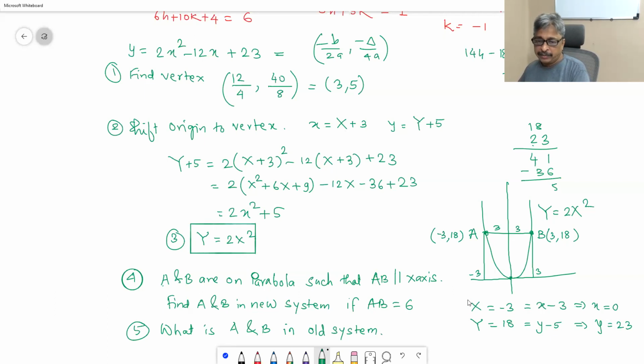This is A. Similarly, B is going to be, minus 3 got cancelled. Now if it is plus 3, it will become 6. The x coordinate will be 6. The y coordinate will continue to remain 23. These are the answers of all 5 questions. Any doubt?